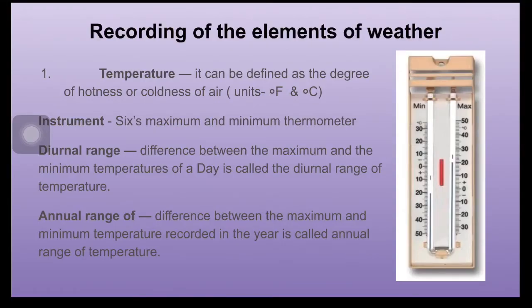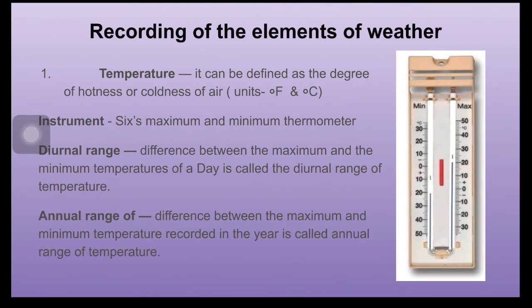Now we understand how the different elements of weather are recorded. First is temperature. Temperature can be defined as the degree of hotness or coldness of air, and the units are degree Fahrenheit and degree centigrade. Six's maximum and minimum thermometer, given in this picture, records the temperature. So you can see in this image, minimum temperature is recorded in one part of the tube and another part of the tube records maximum temperature.